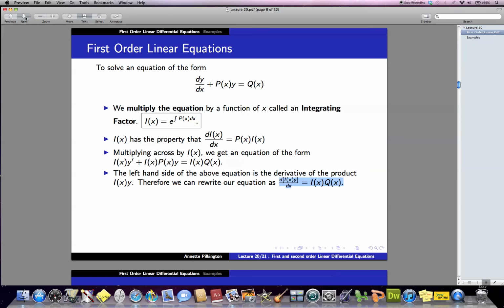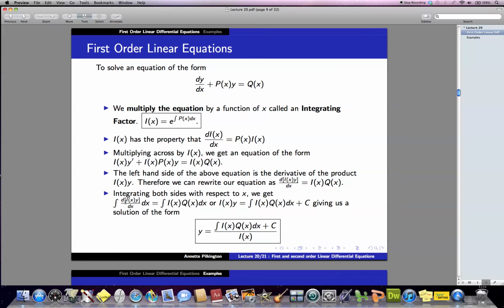And now if I integrate both sides, I get simply I(x) times y on the left, and then I get the integral of I(x)q(x) dx on the right. And I'm just adding c here to make absolutely sure you do that when you solve the equation. And if I can integrate this function, then I can find a solution to the differential equation by dividing all of this by I(x).